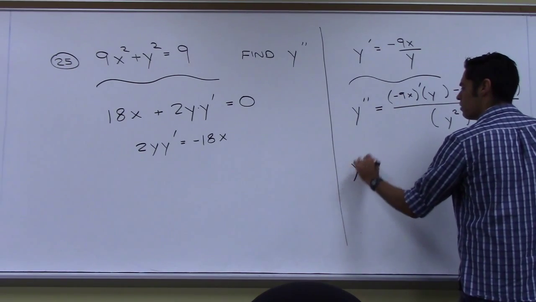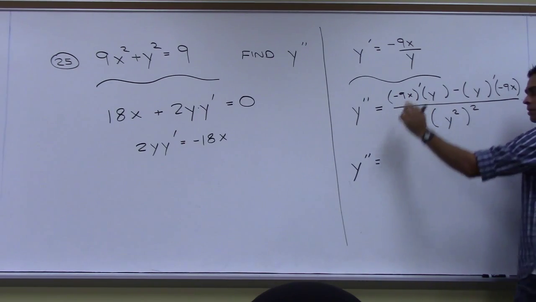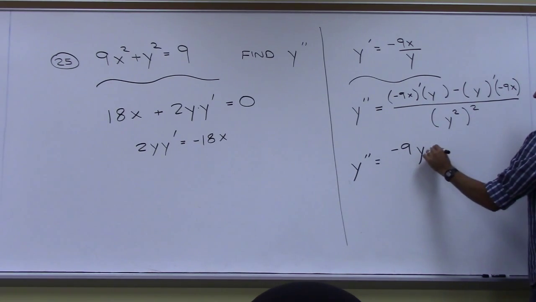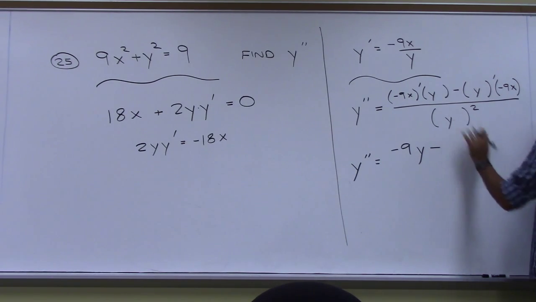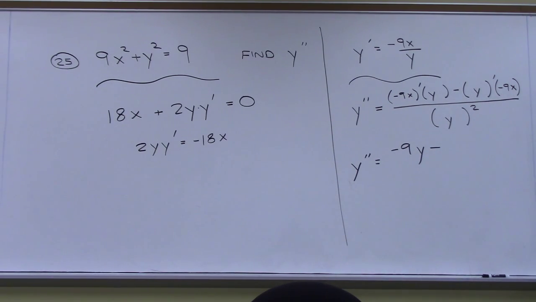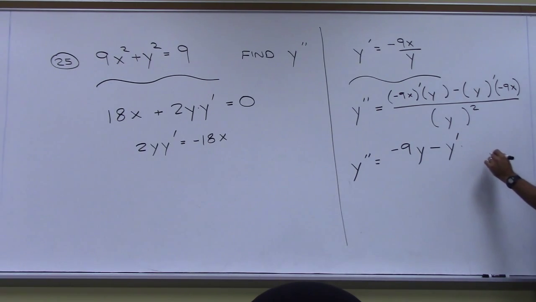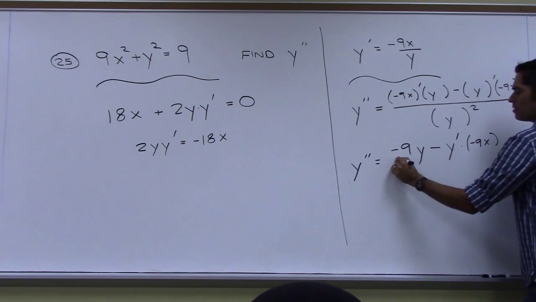When I actually take the derivatives, the derivative of negative 9x with respect to x is just negative 9, and then times y, and then minus. Now here's where you have to be a little careful. What's the derivative of y? Wouldn't the bottom be just y squared? Why did I put that? y squared, yeah. Sorry about that. Isn't it just dy dx? Yeah, the derivative of y is dy dx, or just y prime. So we have y prime right here, times negative 9x, right? All over y squared.